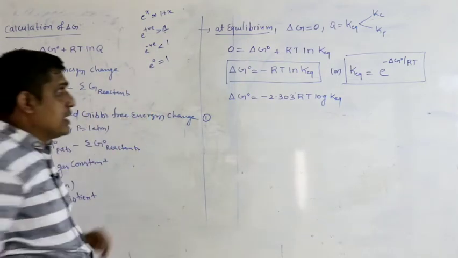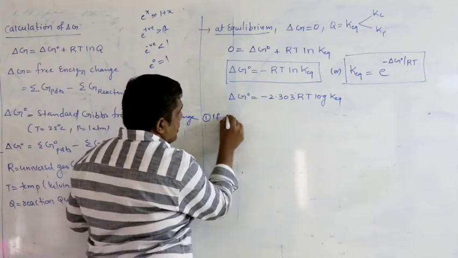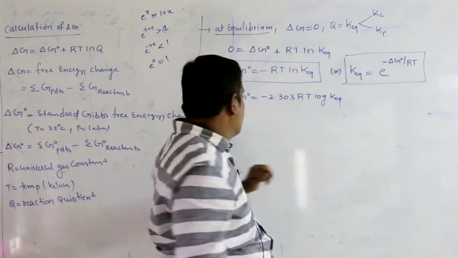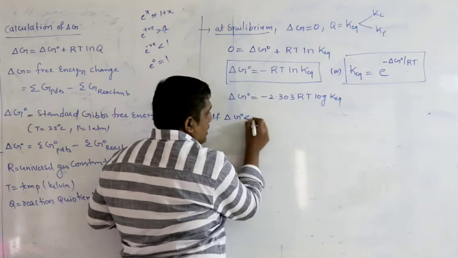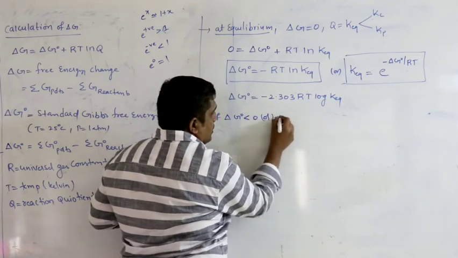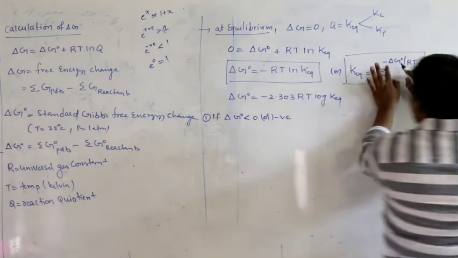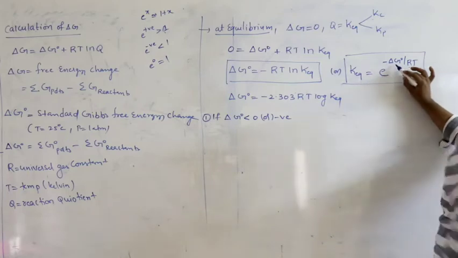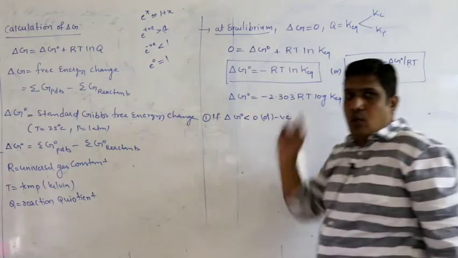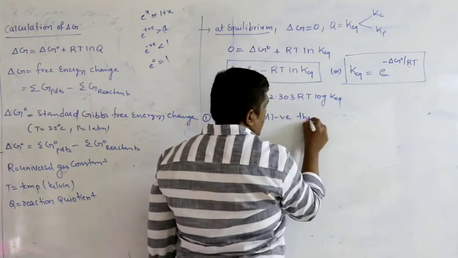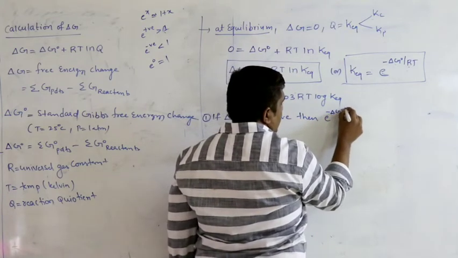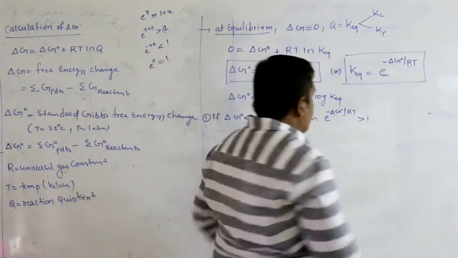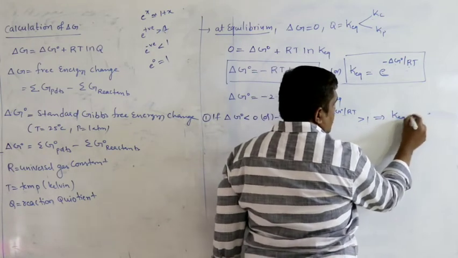Using those conditions here, let us say delta G naught is negative, that is, less than 0. Negative into negative is positive, so minus delta G naught by RT is positive, and e power positive is greater than 1. Then e power minus delta G naught by RT is greater than 1. If this is greater than 1, it implies that K equilibrium should be greater than 1.